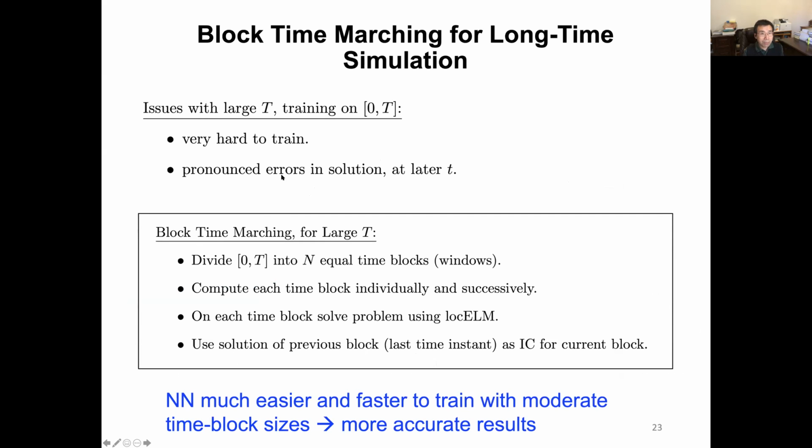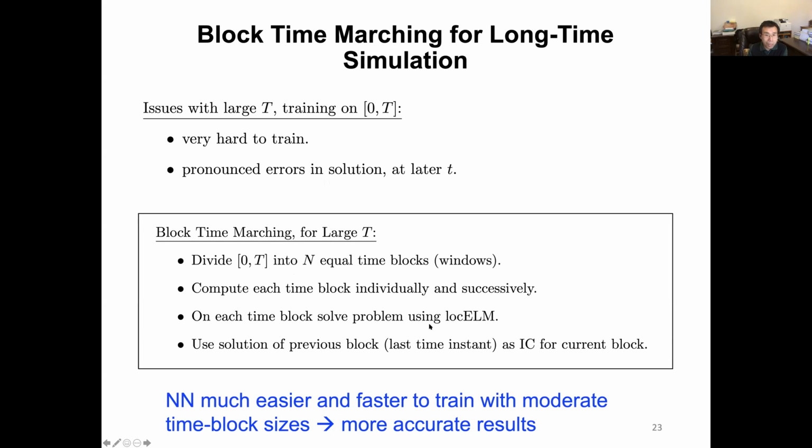Now, if the capital T is large, that's if you want to do long time simulations, if you train the neural network on the entire domain, it becomes very hard to train, in the sense that the solution may contain very pronounced errors, especially at later time instances. So in this case, we use the block time marching idea, basically marching block by block. We partition the temporal dimension into a number of windows. We call them time blocks, and then compute each time block individually and successively.